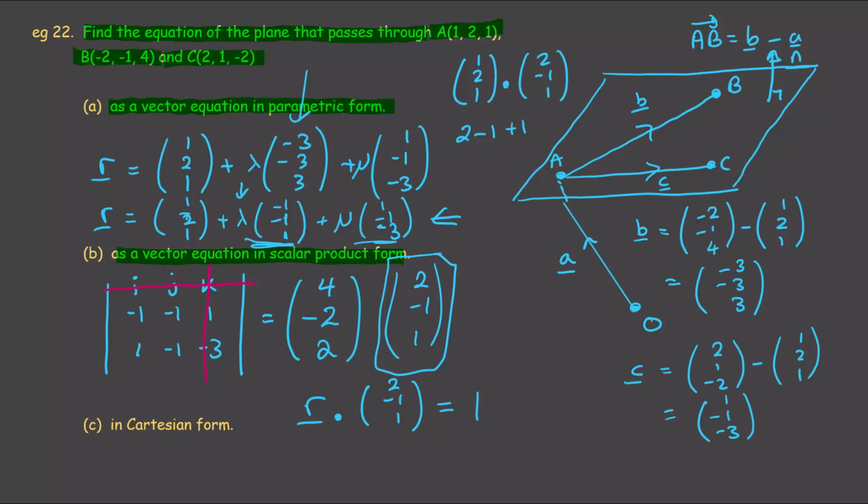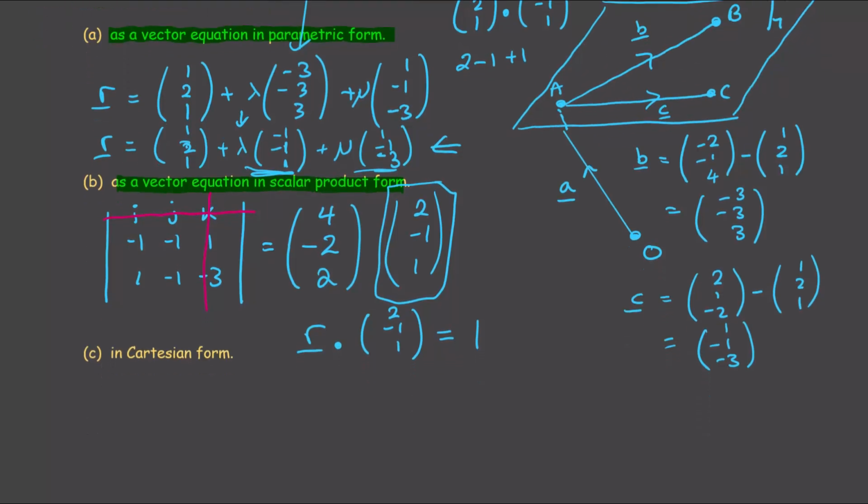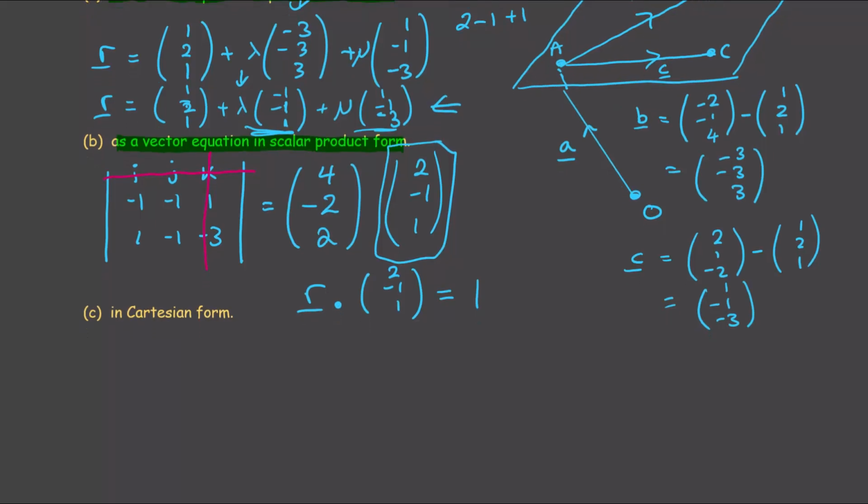Then finally, the conversion into Cartesian form. We know that we use the normal here as the coefficients, so I've got 2x minus y plus z equals 1.